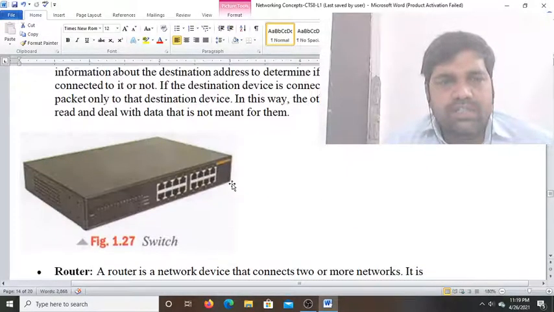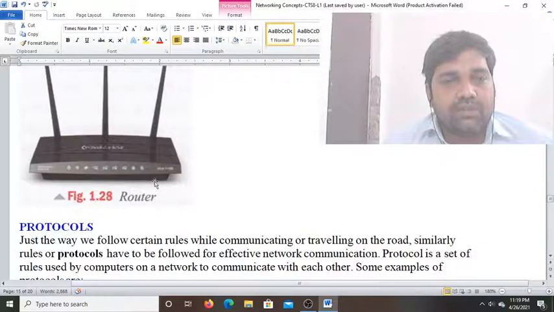So many computers are connected over a router. You can see the router. This is a router.